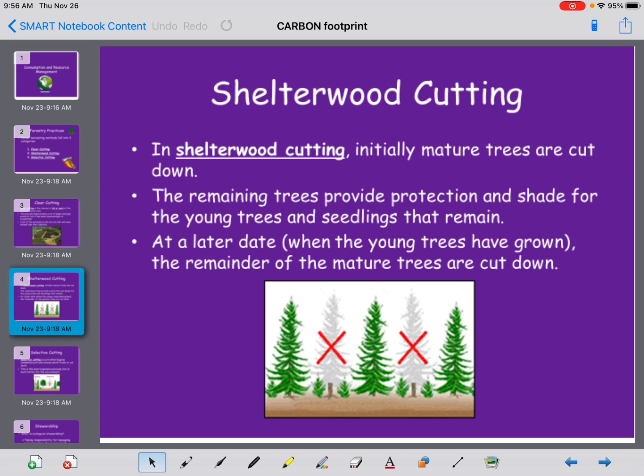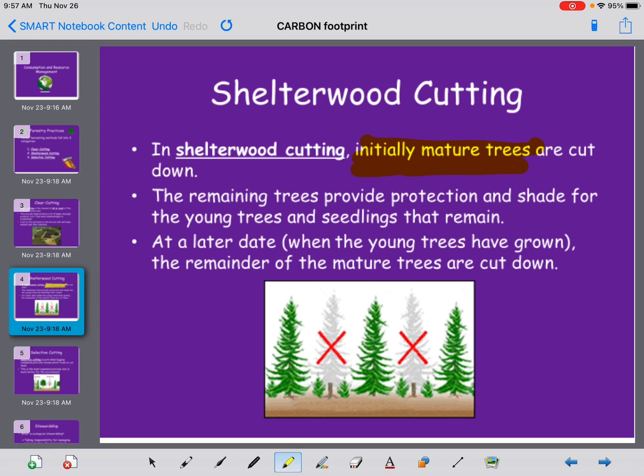So the second technique is shelterwood cutting. Shelterwood cutting is essentially where you're only cutting down mature trees, meaning trees that are older or have essentially fully grown. So what does this mean? You're kind of picking and choosing which trees you're cutting down based on the age of the tree.